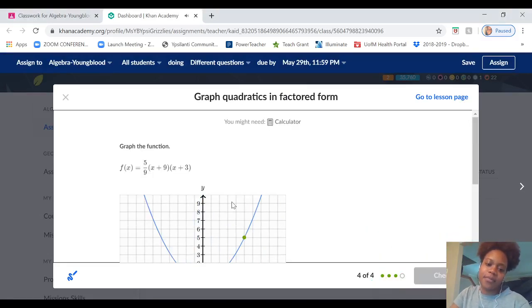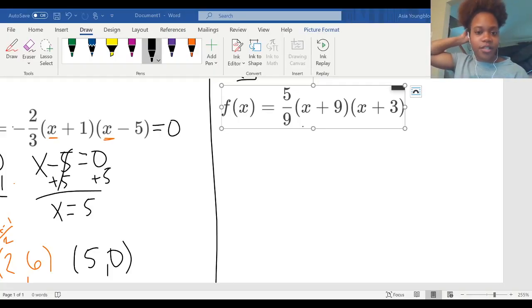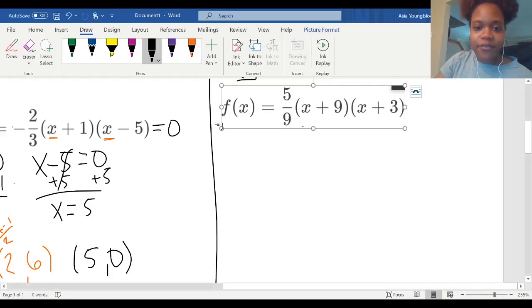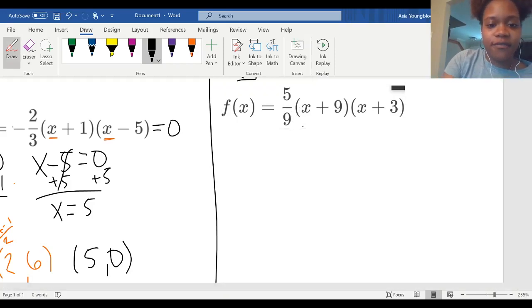All right, last question. Okay, so this is our last problem. F of x equals 5/9 times (x plus 9) times (x plus 3). So we're going to start it the same way. Find the zeros.